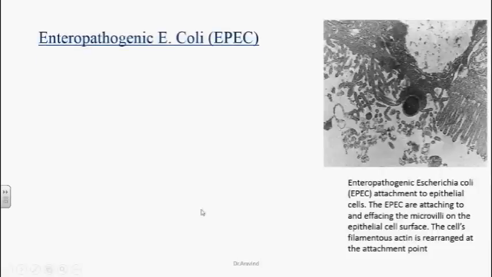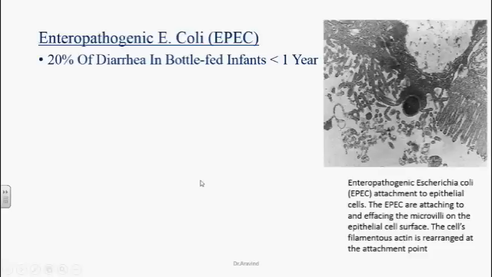Enteropathogenic E. coli, EPEC. So 20% of diarrhea in bottle fed infants is caused by this enteropathogenic E. coli, because it can be transmitted to the babies through poor feeding bottles, unsterile feeding bottles, or from hospitals, or by contaminated association with visitors and family members, which can lead to this infection in babies below 1 year, and it is the second most common cause of infant diarrhea after rotavirus.